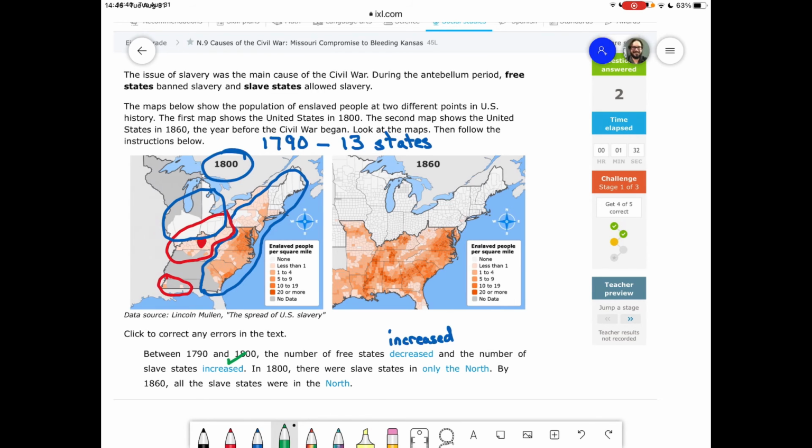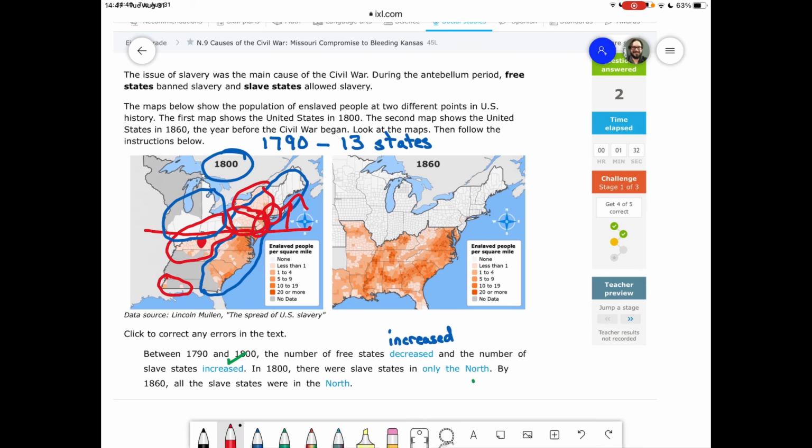Let's look at the next sentence. In 1800, there were slave states in only the North. Now, is that true? Obviously not. The northern states, of course, are here. We see that we have New York, Pennsylvania, New Jersey, and Connecticut, all considered northern states, and they have enslaved people.